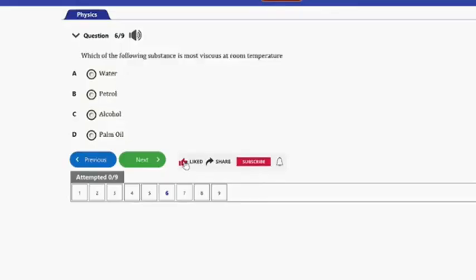The next question is question number 6. It says, which of the following substances is most viscous at room temperature? We have A. Water, B. Petrol, C. Alcohol, D. Palm wine. Like you must have guessed rightly, the answer to this question is option D. That's the palm oil. Palm oil is actually more viscous than all the other fluids stated here at room temperature. So that's it for this question. Let's consider the next question.